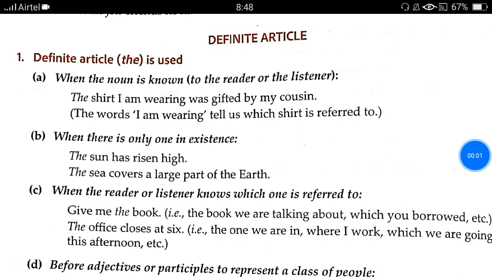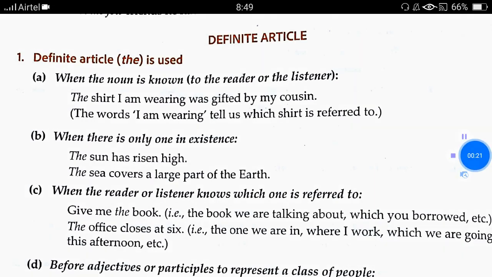Good morning, students. In the last session, we discussed indefinite article in detail. I hope you have gone through the session and have understood it. Now we shall do definite article.